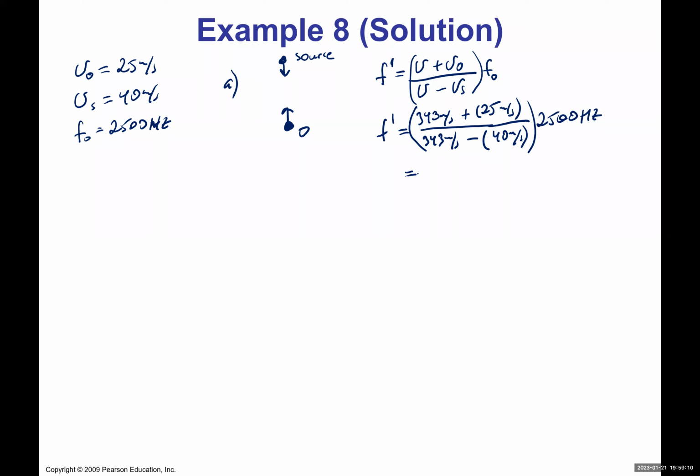Plug in, calculate. We should get 3040 hertz, or roughly 3.04 kilohertz. Remember, technically I can write the original as 2.5 kilohertz. All right, so this was part A, where they are approaching one another.